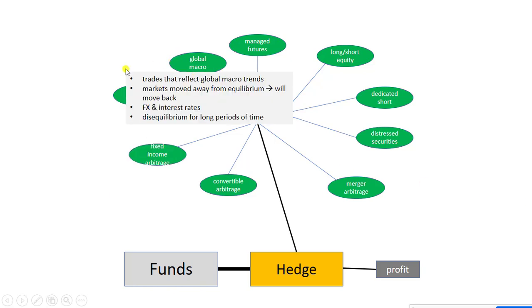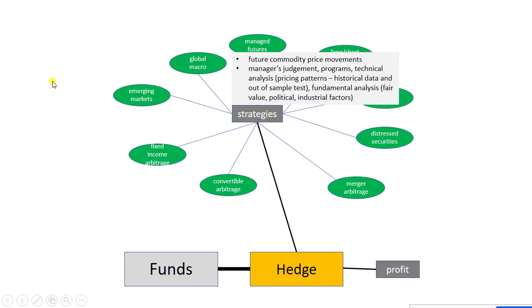Yeah, let's go forward. Global macro. So, like George Soros, focusing on trades that reflect global macro trends. Markets that moved away from equilibrium will move back, so we can think about what would happen with foreign exchange rates, what would happen with interest rates, and the problem is that these disequilibria can last for a long time. But if they are coming back, usually there is a crisis situation, so there will be some overreaction from the market. So yeah, it requires sophistication, it requires nerves, and it requires a huge amount of capital to do so.